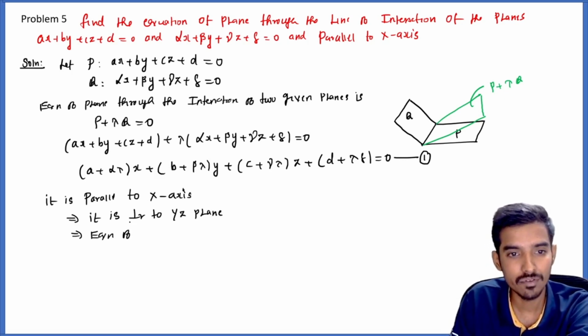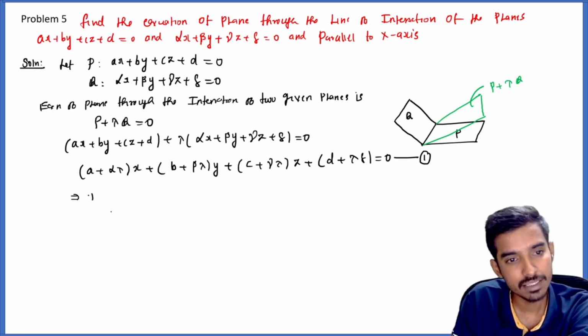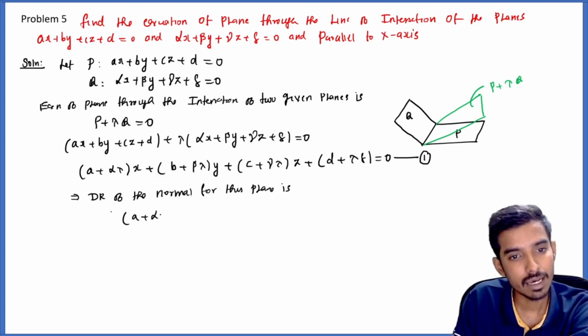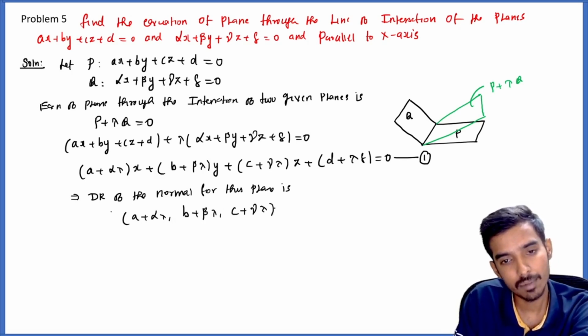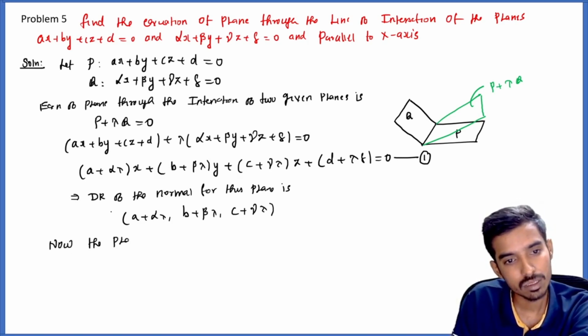Okay, before that, let us write one more step and then I will come back to this, because we need to write down the direction ratio of the normal. This is the required equation. This implies the direction ratio of the normal for this plane is a plus alpha lambda, b plus beta lambda, c plus gamma lambda. This is the direction ratio for this plane. Now the plane 1, the required plane, is parallel to the x-axis, right?